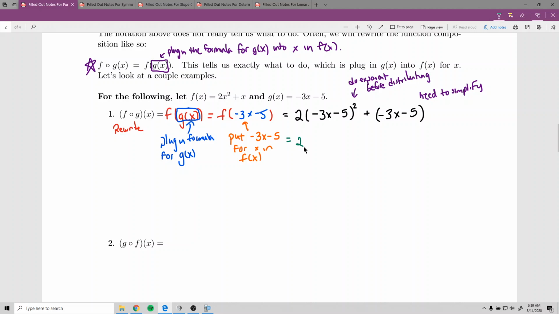So what we're going to do is remember, squaring something means multiply it by itself. So I have negative 3x minus 5 times negative 3x minus 5. Leave the 2 out front. And then for the second part here, there's no exponent, there's no numbers in front, so you can just get rid of the parentheses, minus 3x minus 5. It's like distributing a 1 through.